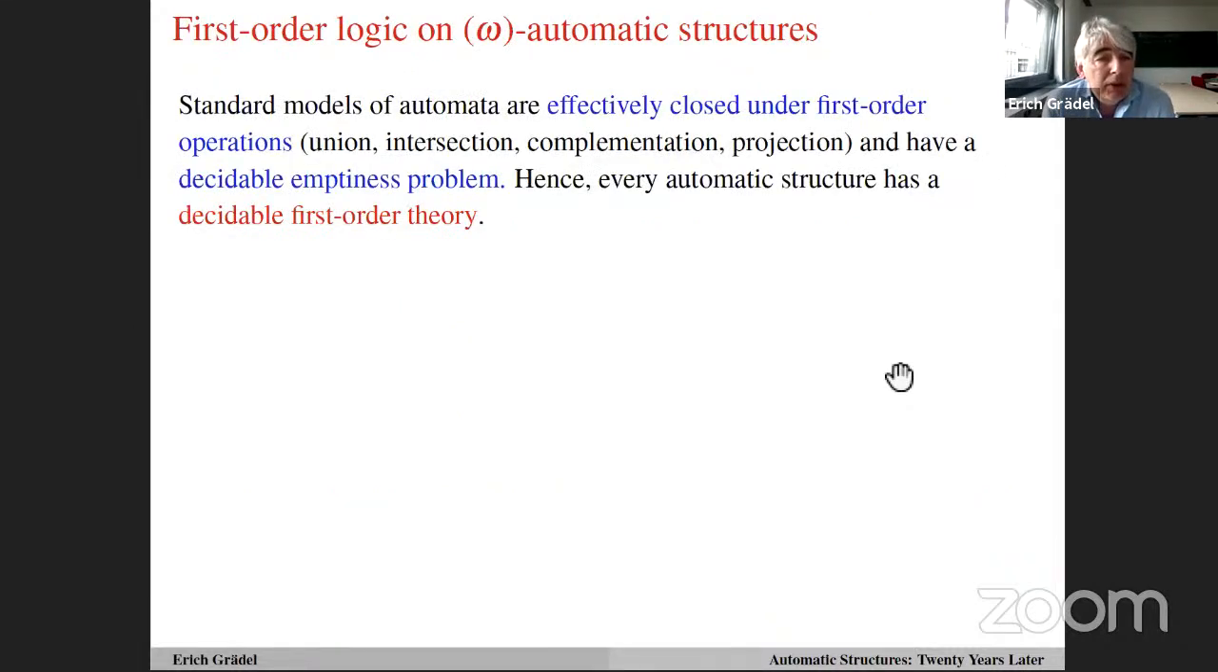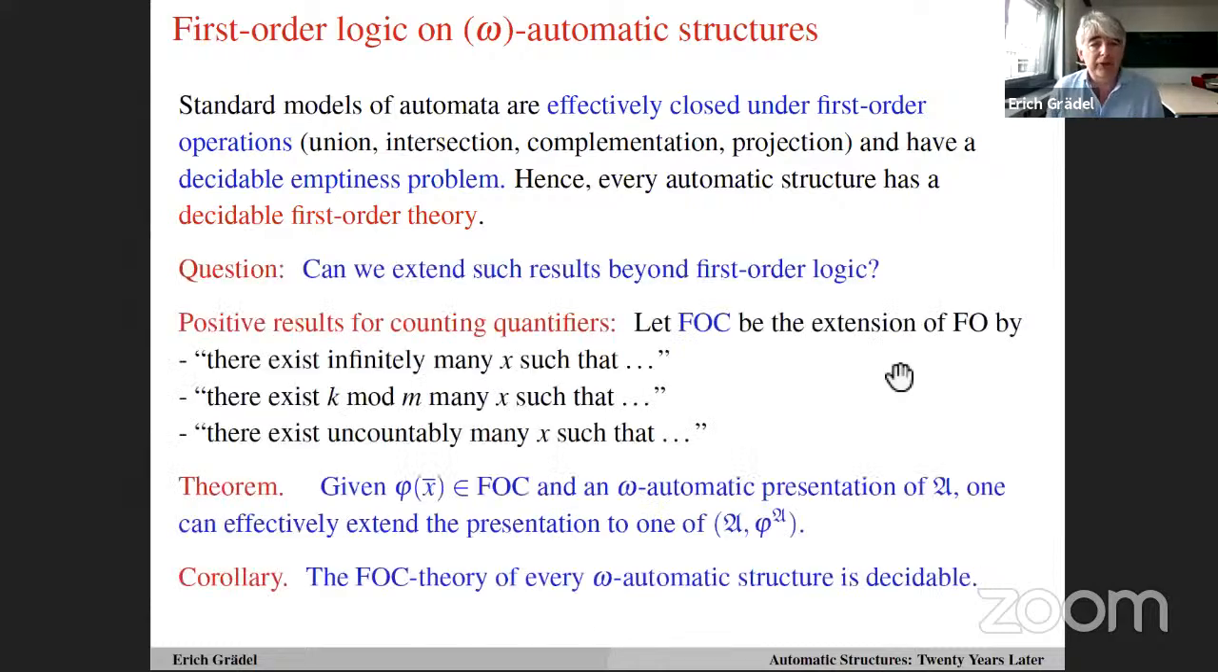So let's now move to algorithmic problems concerning first-order logic. Now, standard models of automata are effectively closed under the first-order operations: union, intersection, complementation, projection, and have a decidable emptiness problem. And this immediately implies that every automatic structure has a decidable first-order theory. So the question arises, can we extend such results beyond first-order logic? This was a typical question we asked from a finite model theory perspective. And there are positive and negative results concerning that question.